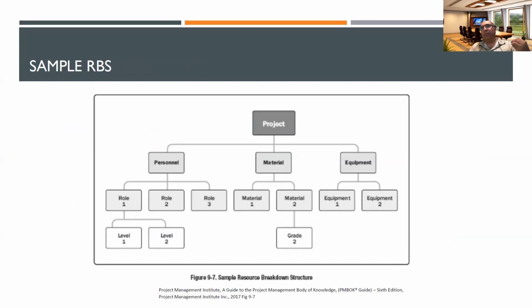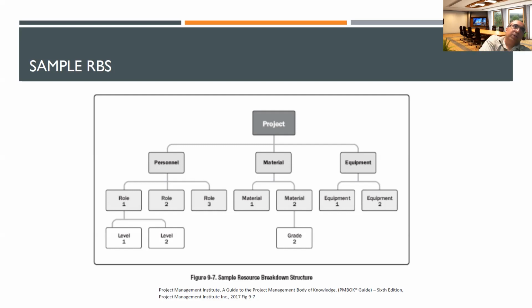In WBS, you look at what is the work I'm going to do, and you break it down into different categories. In this case, this is a sample RBS, you are going to break down the project into people, how many people we need, how much material we need, and what equipment we need. So you break down the personnel, maybe different roles, different activities they are doing. Based on that, how many people do I need for these different activities. Same way, material, how much material I need, and do I need grade A, B, C? What is the grade I need? And then equipment, how many equipment I need? 1, 2, 3.